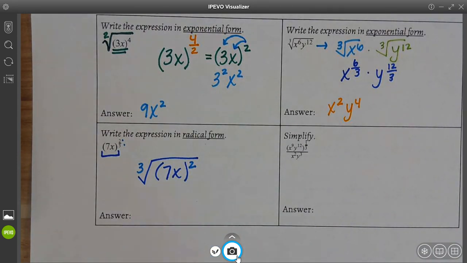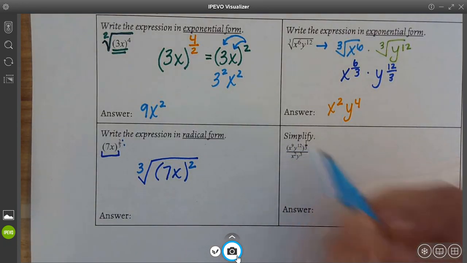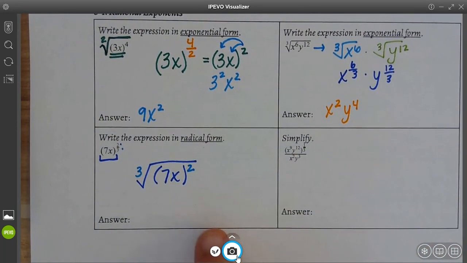And then this last one, what we're going to do is just use a bunch of our properties of exponents to simplify this. We've got this written in exponential form right up here at the top. We can write it in radical form if we want to. I like leaving things in exponential form.